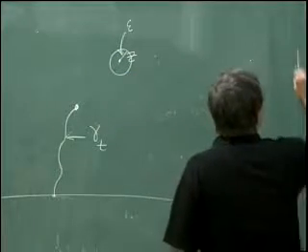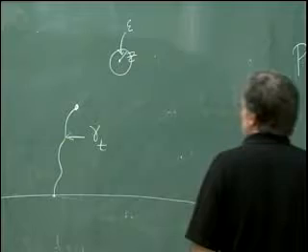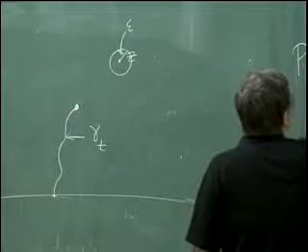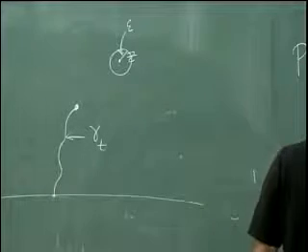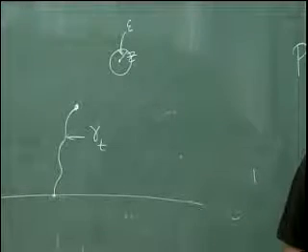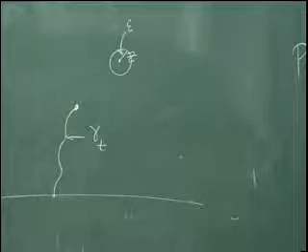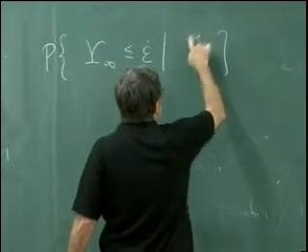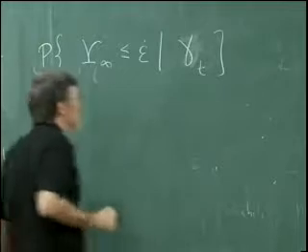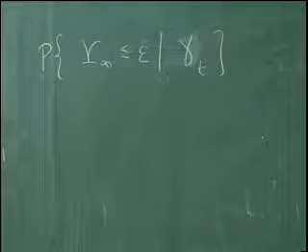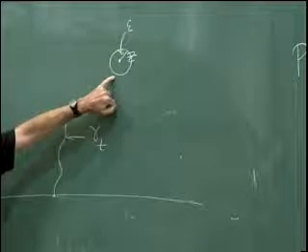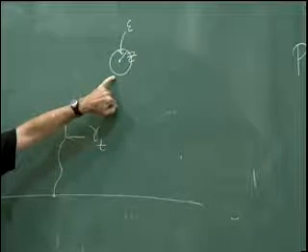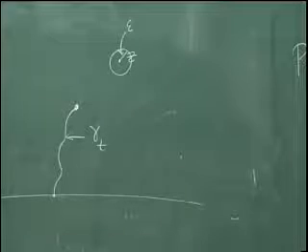And let's consider the probability that this is less than or equal to epsilon given gamma_t. So for those who want to be precise, what I really need to do is take a stopping time here that doesn't allow me to go into this circle. In fact, I should probably think in terms of stopping times.